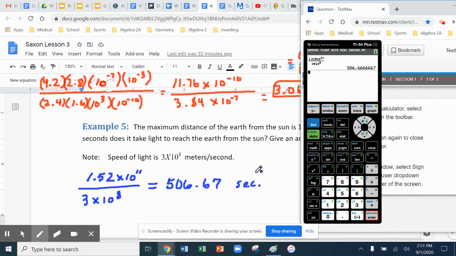We have gone through the exponent rules with powers, and then secondly, we looked at converting numbers to scientific notation, and thirdly, finding products and quotients of scientific notation.